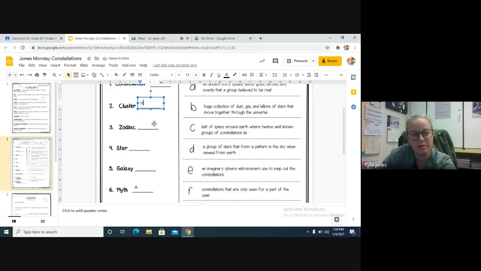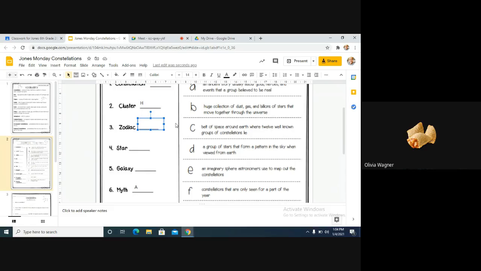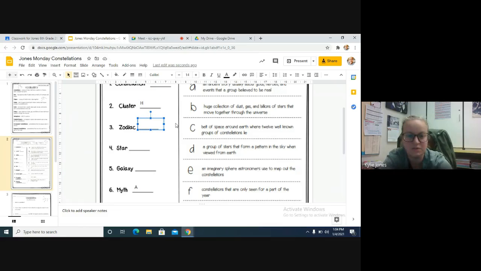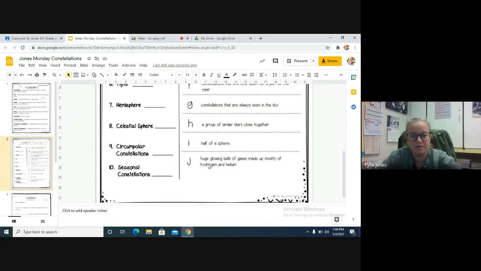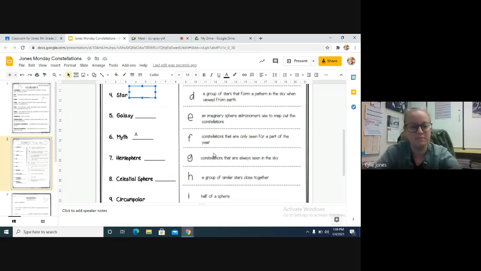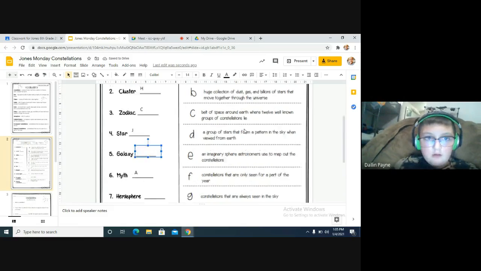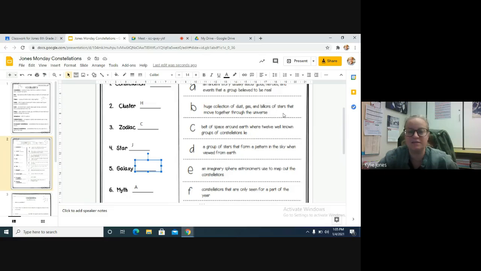Perfect. What about number 3, the Zodiac? C. C, which says a belt of space around the Earth where 12 known groups of constellations are. What about a star? J. Huge glowing balls of gas made up of hydrogen and helium. Perfect. What about a galaxy? B. A huge collection of dust, gas, and billions of stars. That is correct.